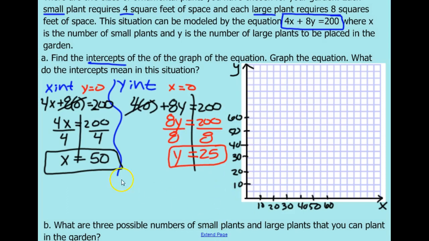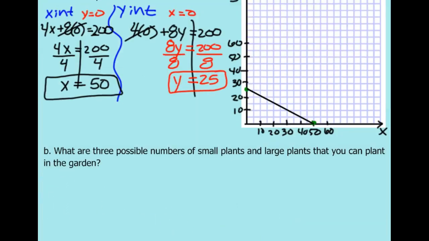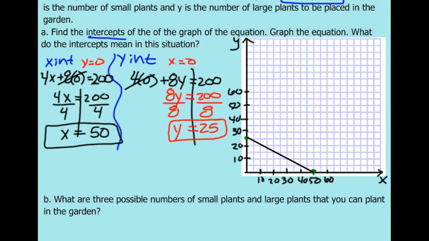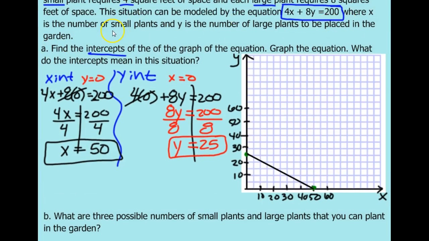So on my x-axis, I need to graph 50 right here. And on my y-axis, 25, which is right there. And draw a line between them. So it says down here, what are 3 possible numbers of small plants and large plants that you could plant in the garden? Now, x, where does it say up here? X is small and y is large. So x down here, this is small plants, and y is large plants.